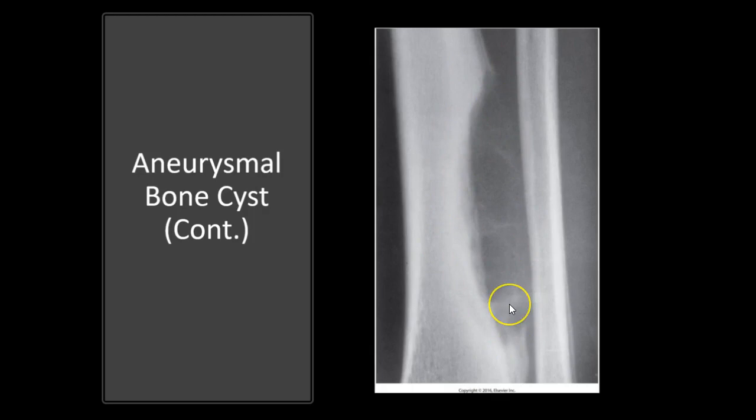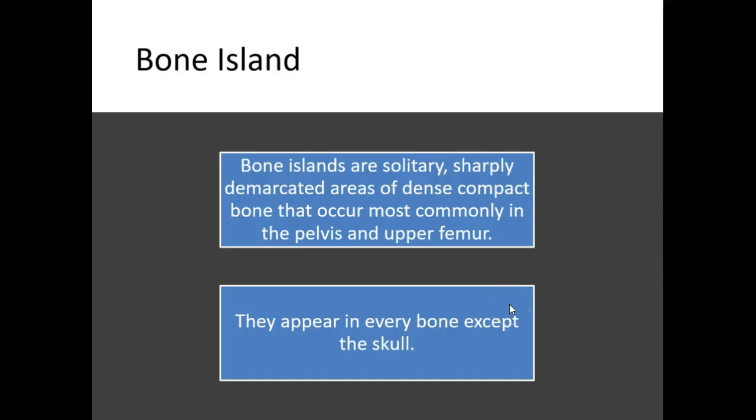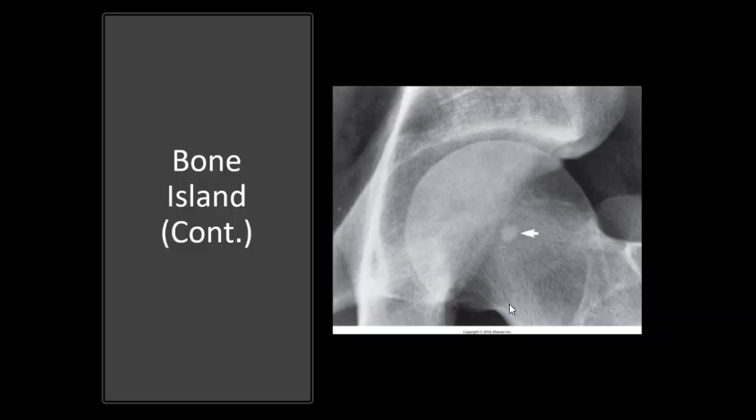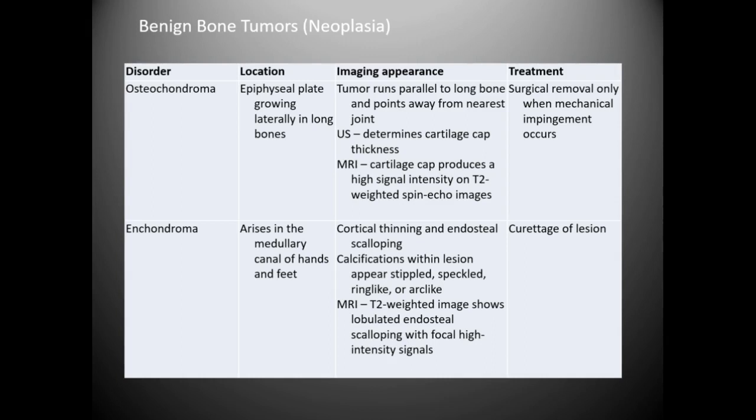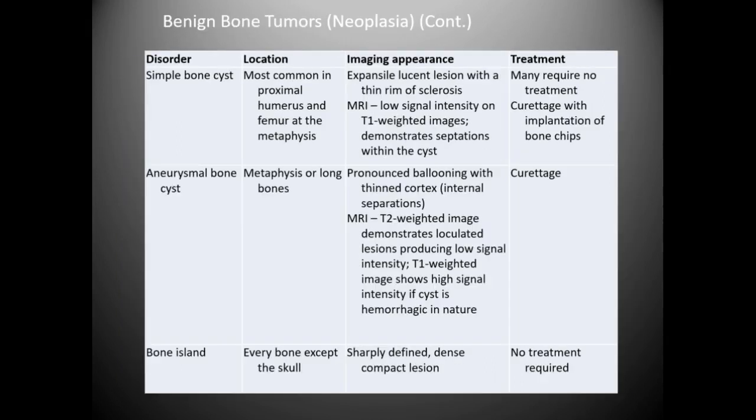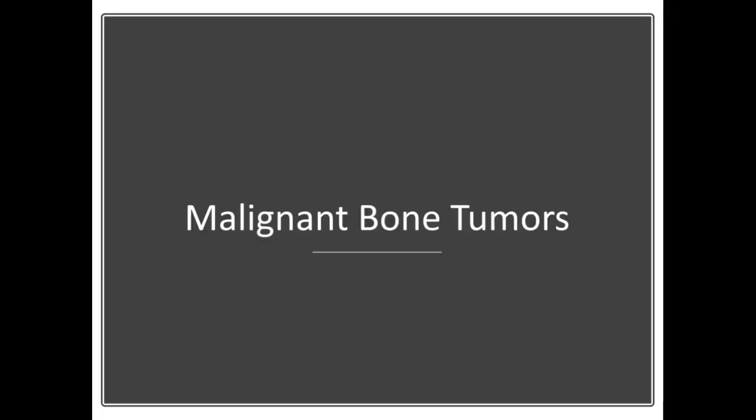Bone islands are solid, sharply defined areas of bone that's compact and occur most commonly in the pelvis and the femur. They appear in every bone except the skull. And there's one right there, the simple, easy little bone island. And here are your benign tumors in review. So make sure you review those. That'll help you with your exam.